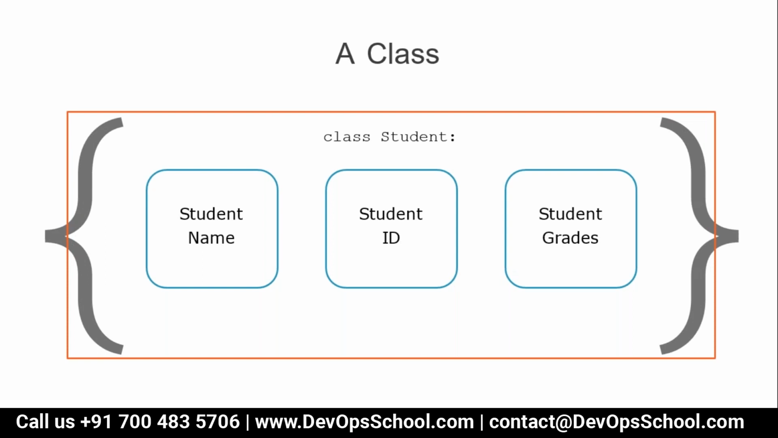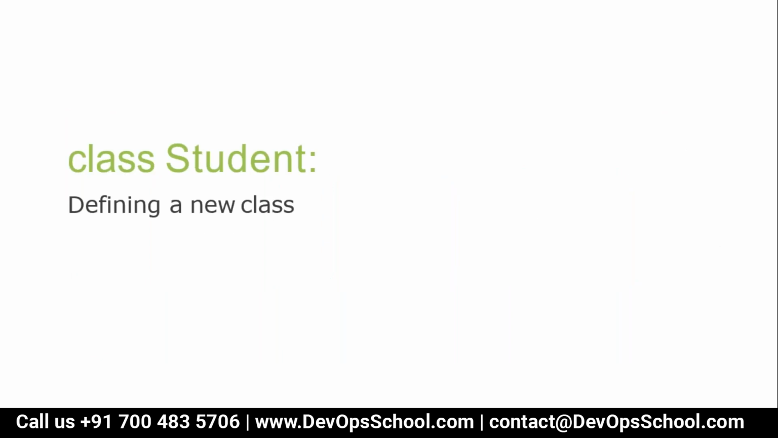Yes. So in a class you can have both methods and variables, for example student ID, student name, student grades. So this is a class. So how do you define a class? That's important. How do you create one? Simple.